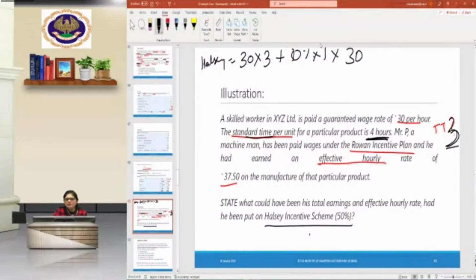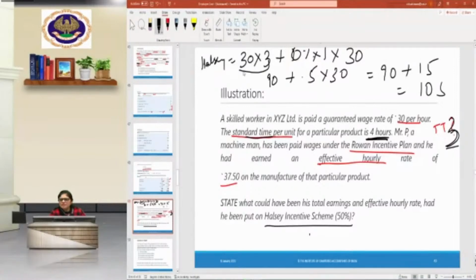The rate per hour is 30. This is the basic wage, 90, plus it will get half of the time saved premium. So half of the time saved premium is 50% into 30. Clear? So 90 plus 15, it will be 105. So under the Halsey premium, the rate comes out to 105.